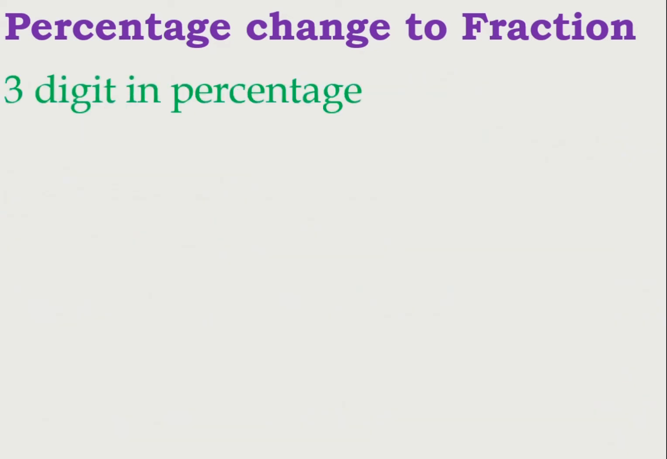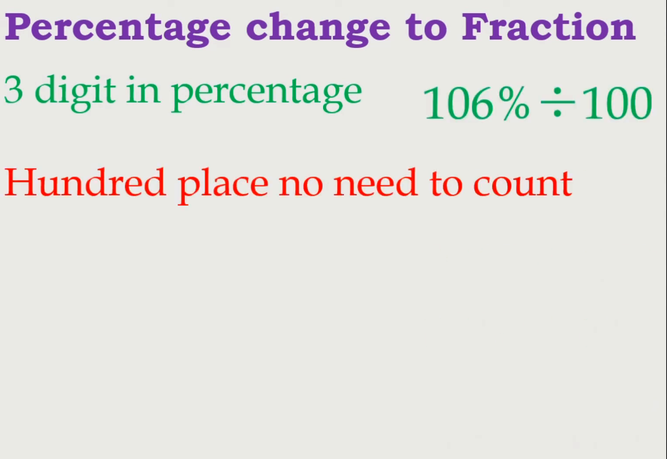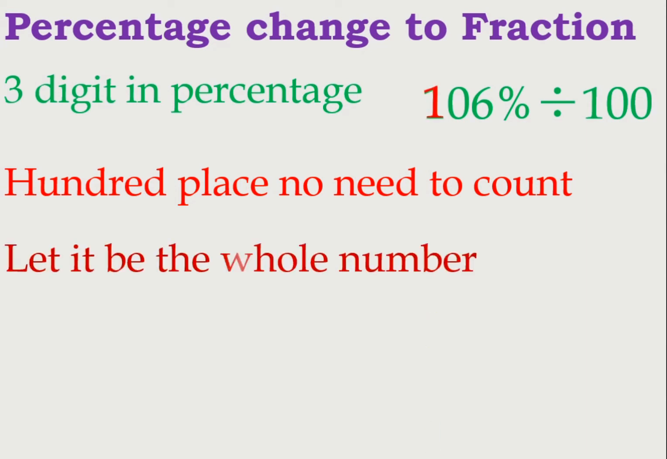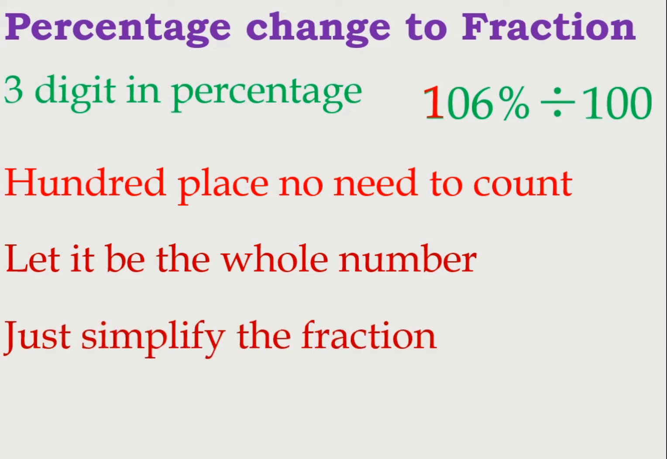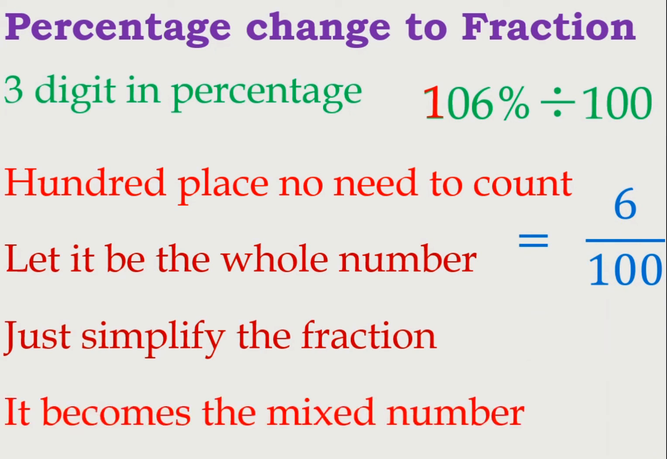Three digits in the percentage, the 100 place, no need to count. Then it will be the whole number. Just simplify the fraction. It becomes the mixed number.